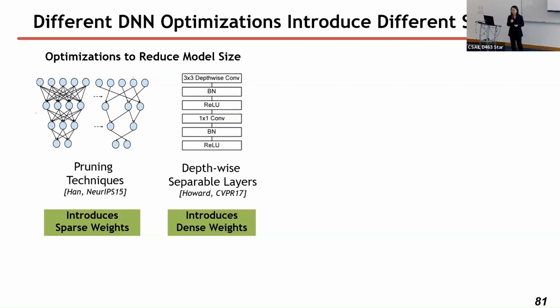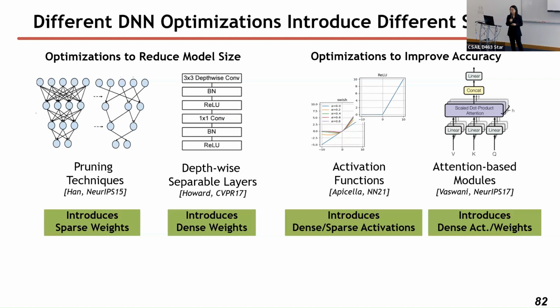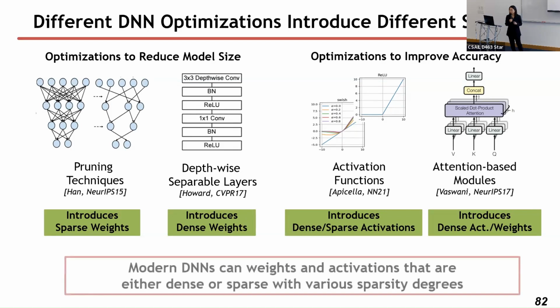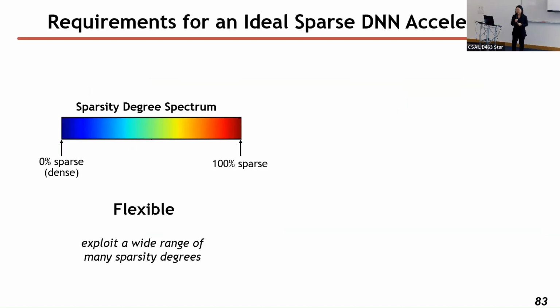In addition, if we employ depth-wise separate layers, we also reduce the model size, but we didn't change the density of the weights. As you can imagine, the sparsity and density of activation tensors can also change depending on what optimization we apply to these DNN models. So in general, modern DNNs can have weights and activations that are either dense or sparse with various sparsity degrees. And by sparsity degrees, we mean the percentage of sparsity in our workload. So given the property of these modern DNNs, what are some ideal requirements for us in order to develop a sparsity in an accelerator? The first requirement is we want a flexible design.